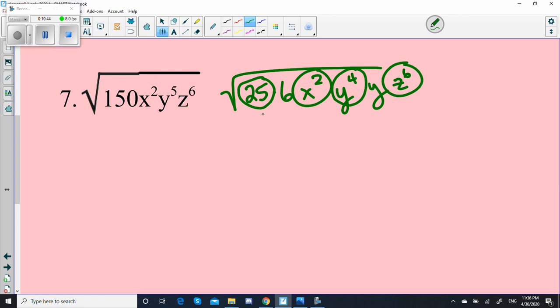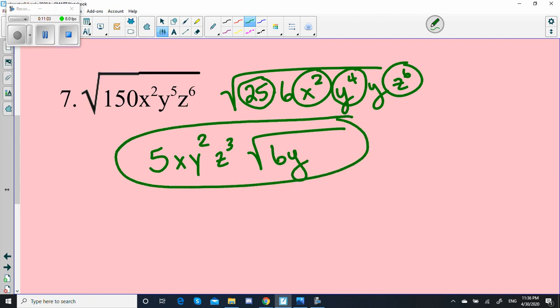So I'm taking the square root of 25, which is 5. The square root of x squared is x. The square root of y to the 4th is y to the 2nd. And the square root of z to the 6th is z to the 3rd. And what's left underneath are the items I did not circle. So 6y stays underneath.